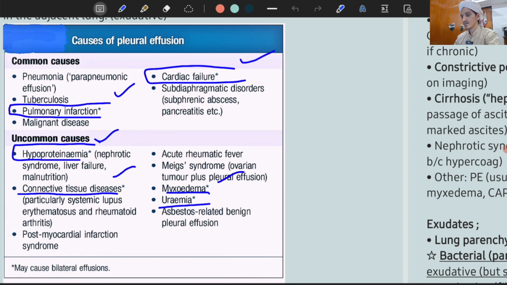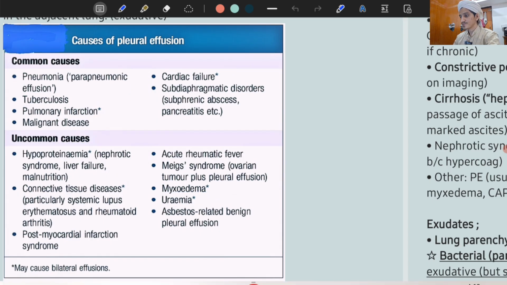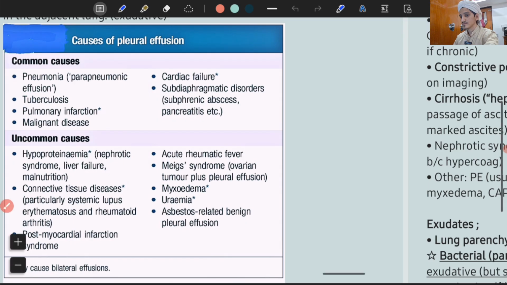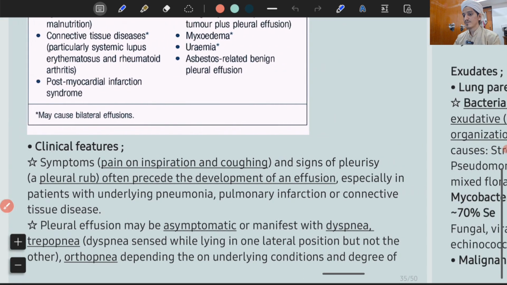Moving on to the next thing. So what are the clinical features of pleural effusion?